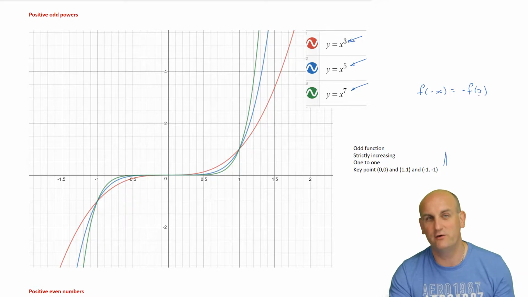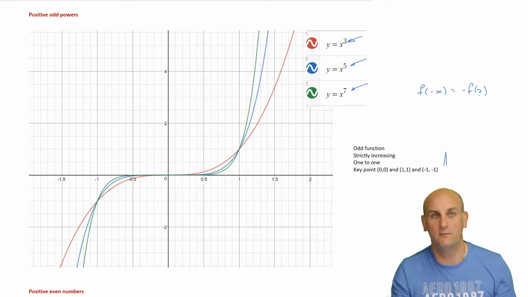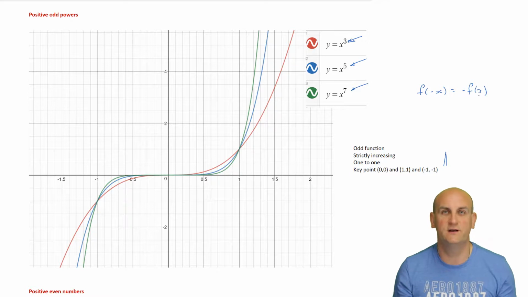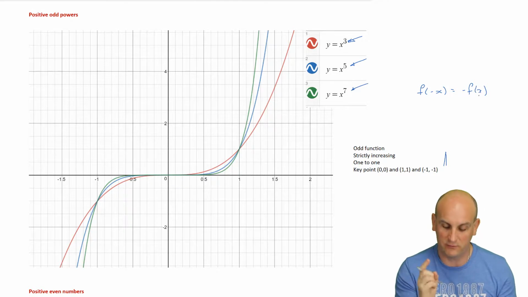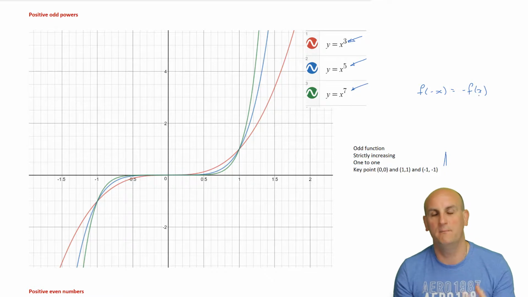It's strictly increasing. As we said before, if I choose x values getting higher and higher on my x-axis, the y values for each of those x values get higher and higher. It's a one-to-one function. We'll come back to that in a bit, but long story short, if I draw a horizontal line through it at any point in that graph, it'll only cross once. And there are some key points: 0, 0, 1, 1, and minus 1, minus 1.